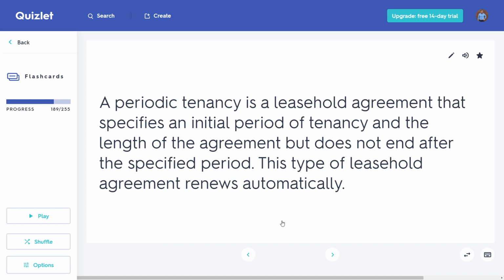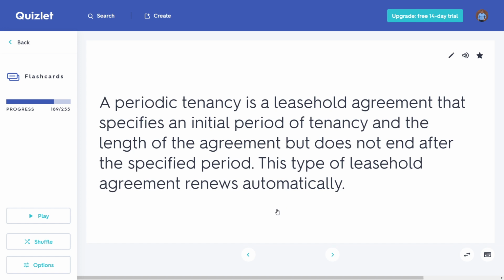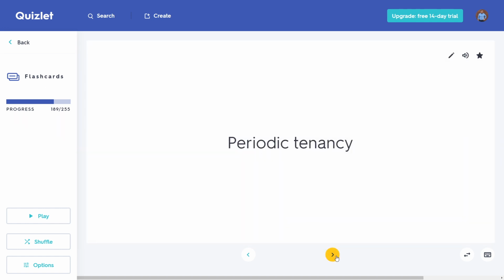We talked about the other forms of tenancy earlier. These are important, so just be familiar with them. But the way I kind of remember this one is periodic, period, time period. That's kind of how I remember that. All right, next one, personal property. Okay, so I'll give you guys some time for this one.